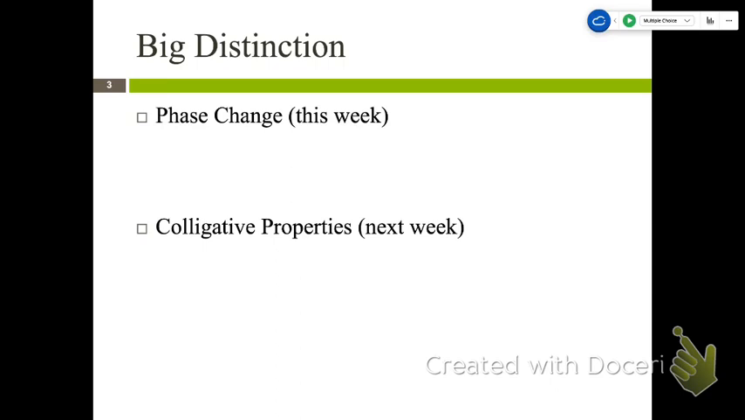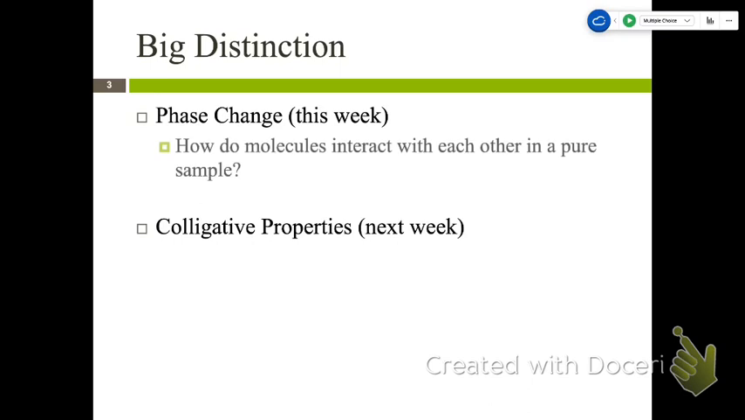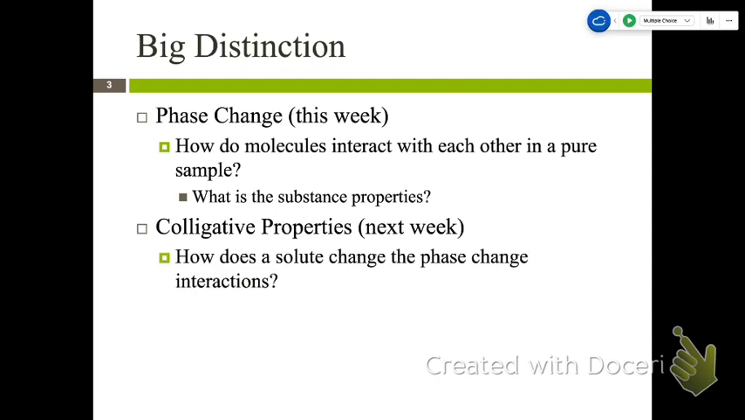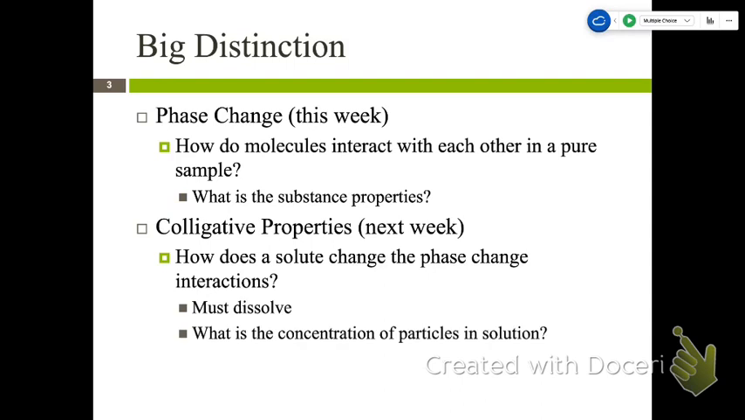Compared to this week, we're talking about how does water as a pure substance act, how does ethanol as a pure substance act. Okay? So we're going to be focusing this week on how a pure sample, how the molecules interact with each other, which depends on the polarity of the molecule and its weight. Next week, colligative properties, that's where we're talking about the interaction between a lot of something, the solvent, and the solute. And then if it does interact to the point where it's dissolved, then how does that change the properties of the solvent? All right?